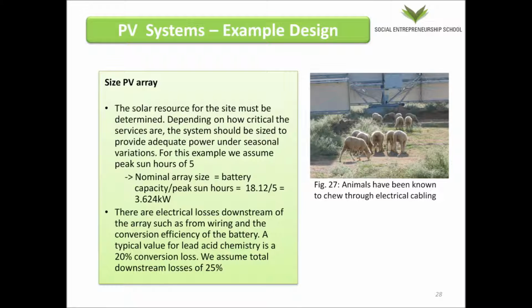Next, the PV array is sized. In order to do this, the local solar resource is determined, as well as the site-specific positioning of the array. Next, electrical losses upstream of the battery and wiring, as well as the efficiency of the battery itself, are taken into account. The sizing of the major components of the off-grid PV system has now been accomplished. The charge controller and the inverter are now sized as required to meet the current and voltage specifications of the PV array and battery bank.